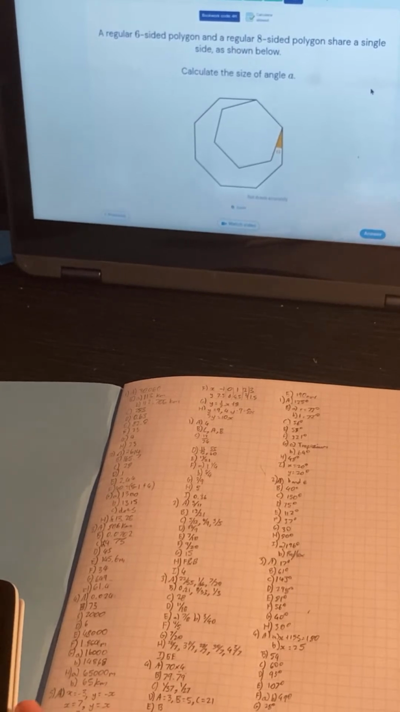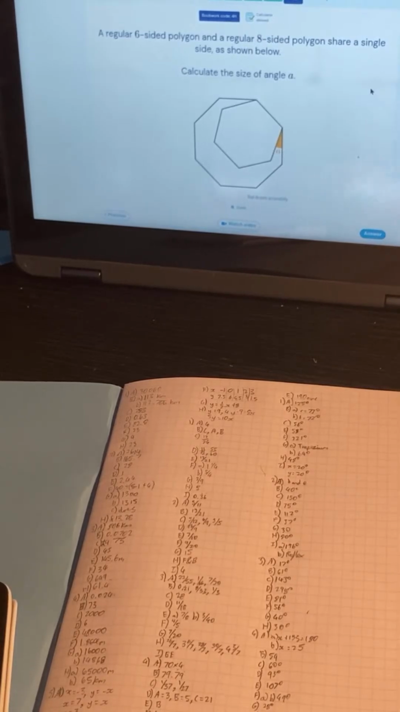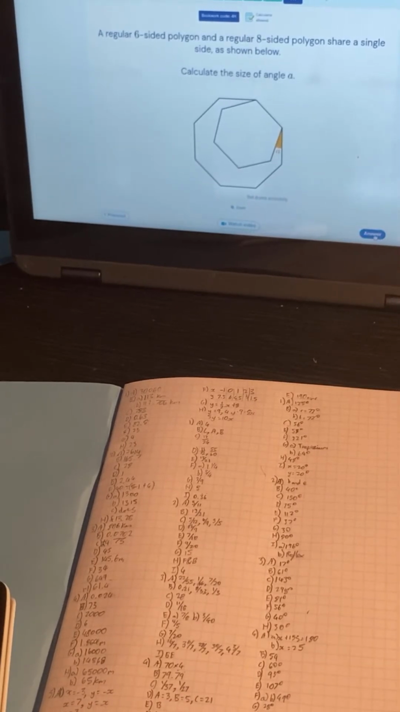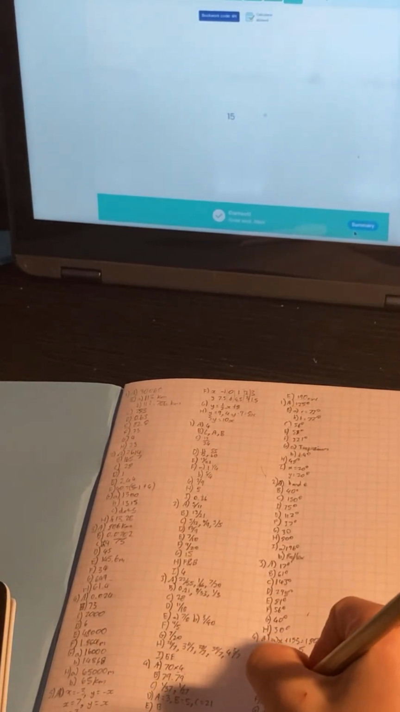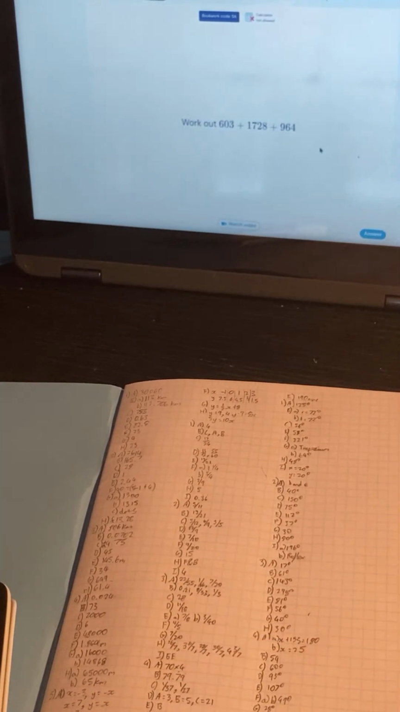Right, so 180 times 6, answer divided by 8 gives you that number. 180 times 4, answer divided by 6 gives us that number. So it should be 15. Yeah. Crazy, I'm definitely not going to use my calculator.